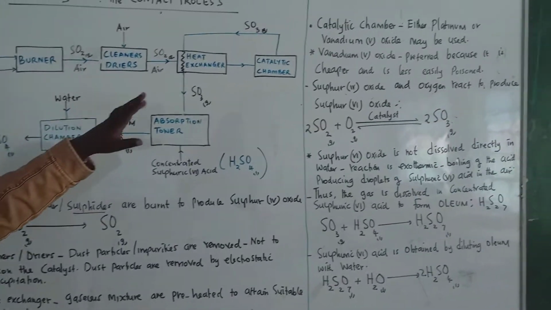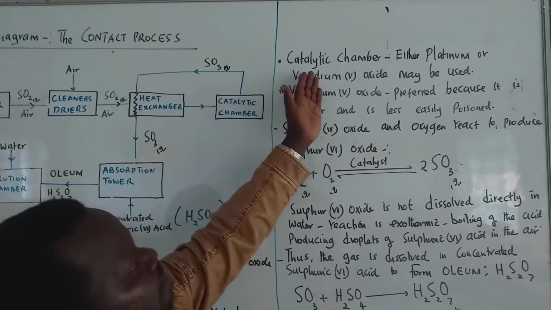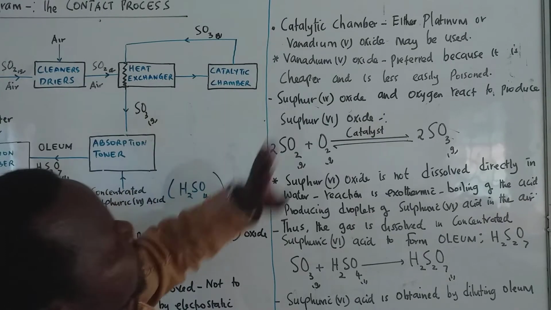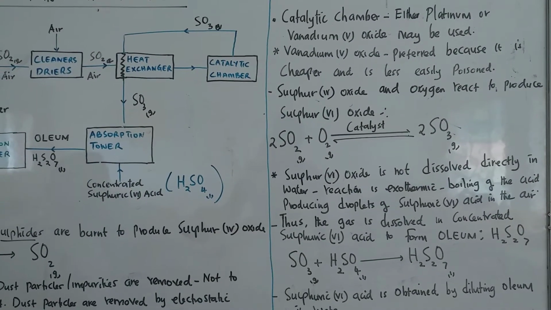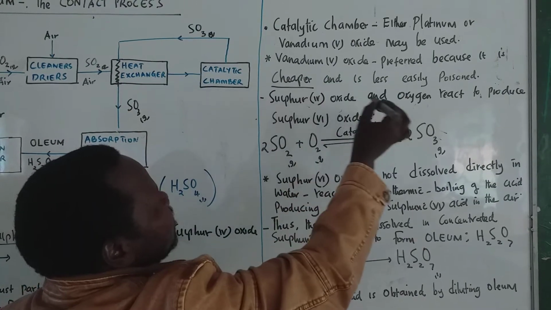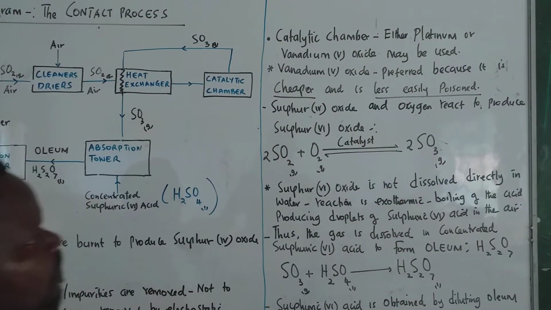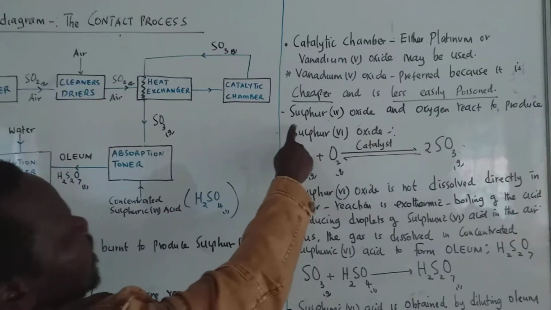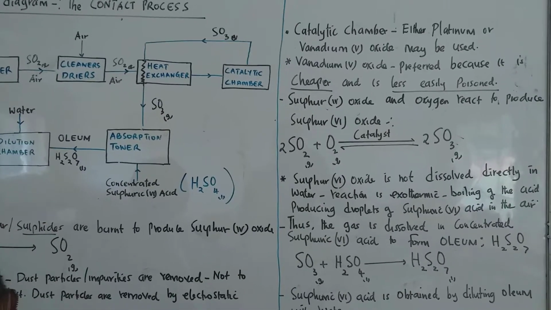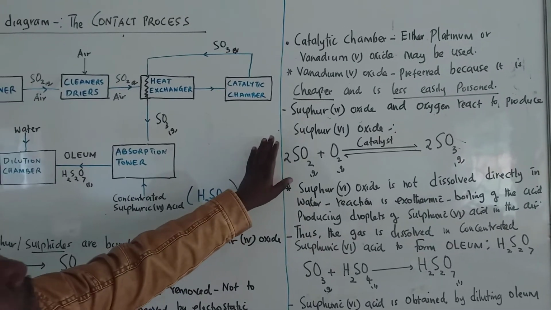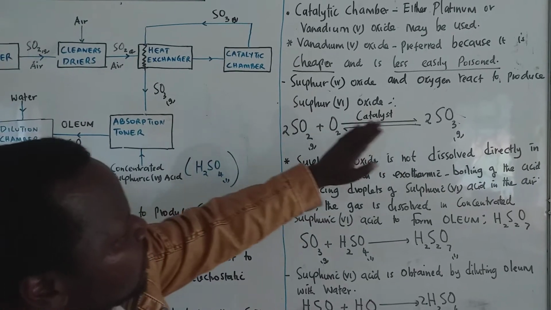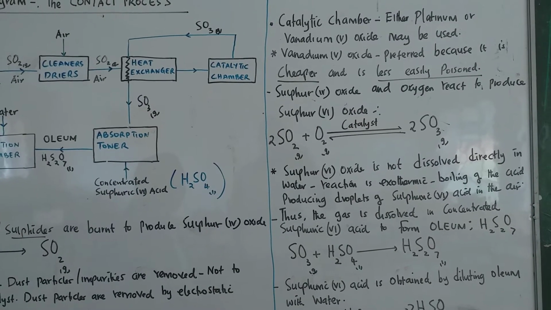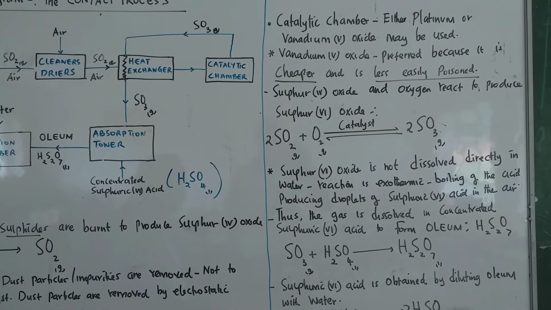At the catalytic chamber, you have either platinum or vanadium 5 oxide, but vanadium 5 oxide is the most preferred because it is cheap and less easily poisoned by impurities and dust particles. Then sulfur 4 oxide and oxygen react to produce sulfur 6 oxide. This is the conversion of sulfur 4 oxide to sulfur 6 oxide through catalytic oxidation.